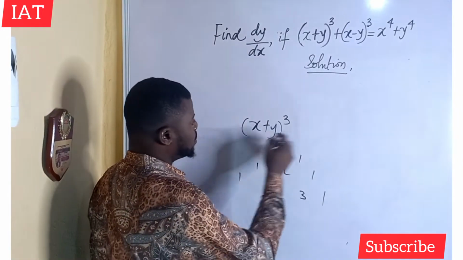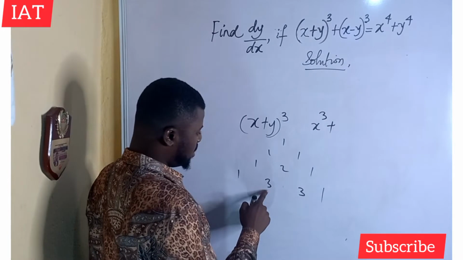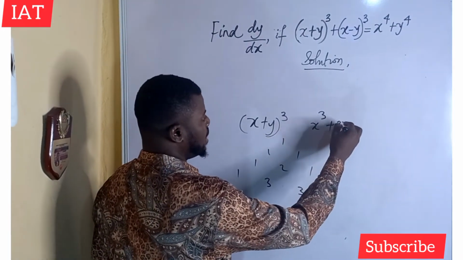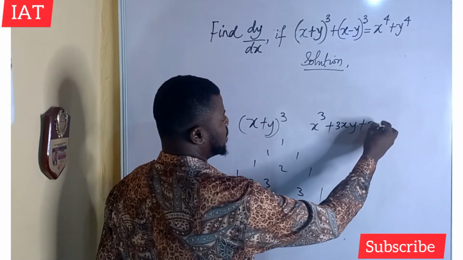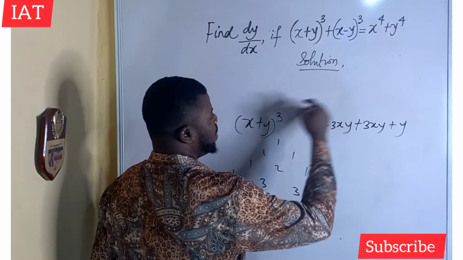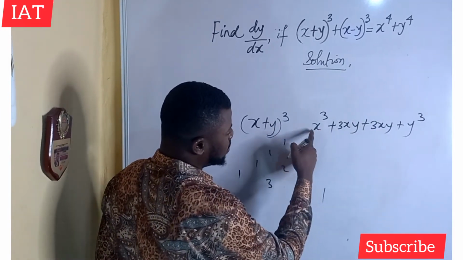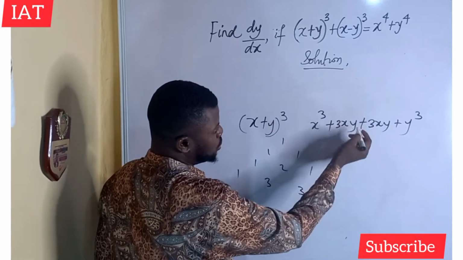So 1 times x will give us x to the power of 3, plus 3 times xy gives us 3xy, plus 3 times xy again gives us 3xy. 1 times y will give us y to the power of 3. Notice that at this point the power of x is 3. So the next one, it will reduce.